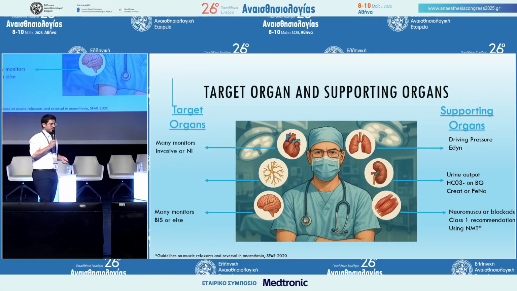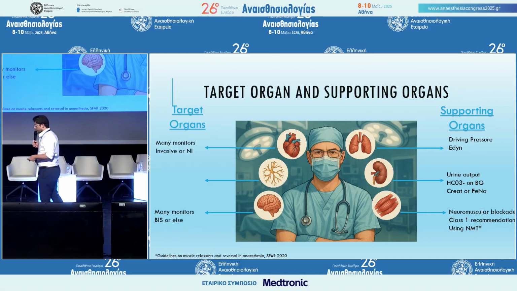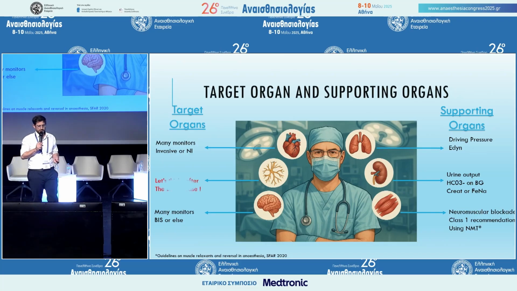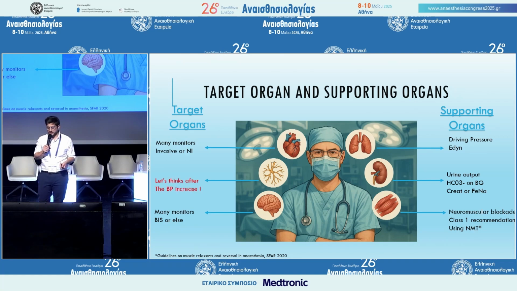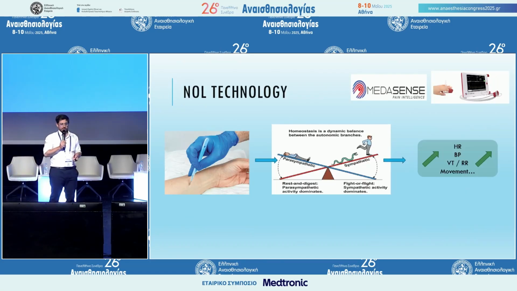So for the brain and for the cardiovascular system, we do have many, many monitors. But for the autonomic system, most of the time we are just waiting until we have a hemodynamic reaction, a respiratory reaction, or if my patient is moving, maybe it was good to give him fentanyl before. So the medical society thought about this and reached this monitor, the NOL, and we can see quickly how it works.